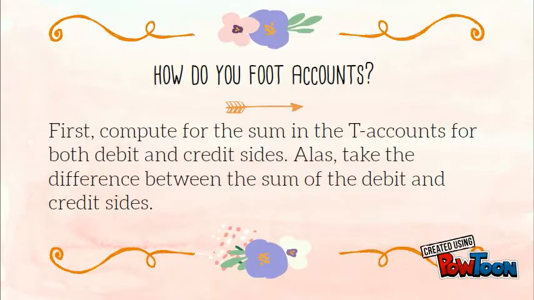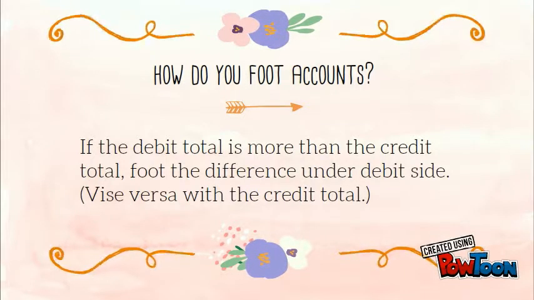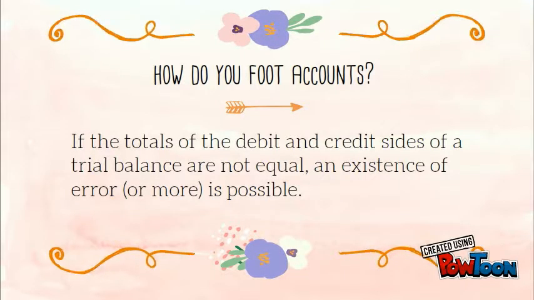So how do you foot accounts? First, compute for the sum in the T accounts for both debit and credit sides. Then take the difference between the sum of the debit and credit sides. If the debit total is more than the credit total, foot the difference under the debit side, and vice versa. In creating trial balances, you might come across or even commit errors, so be careful.